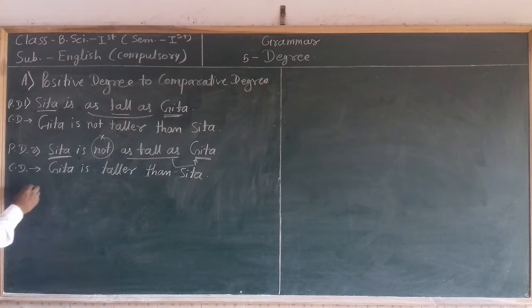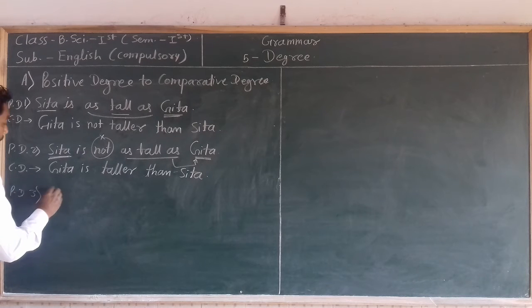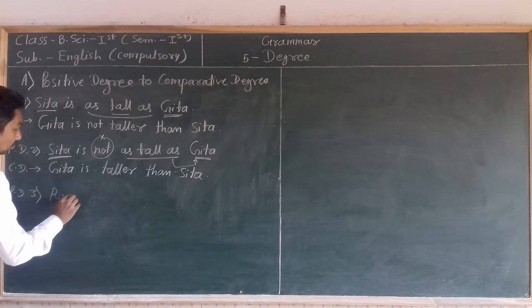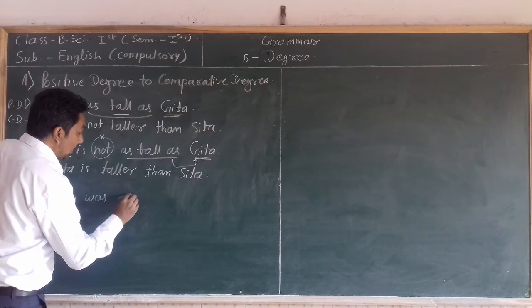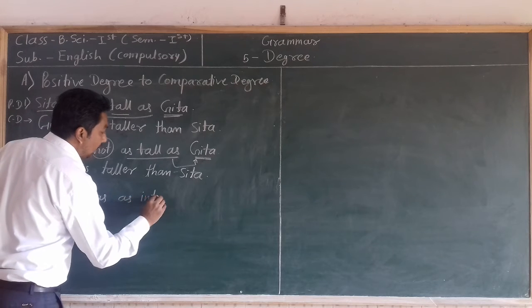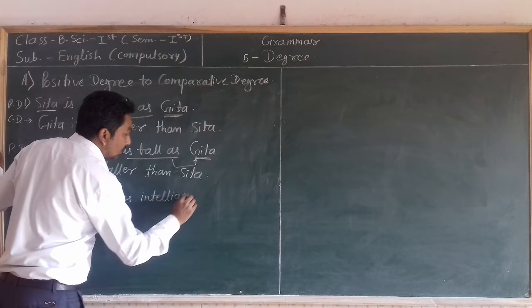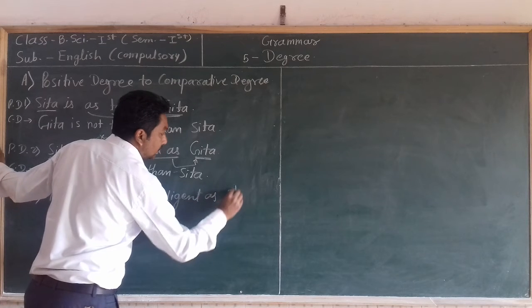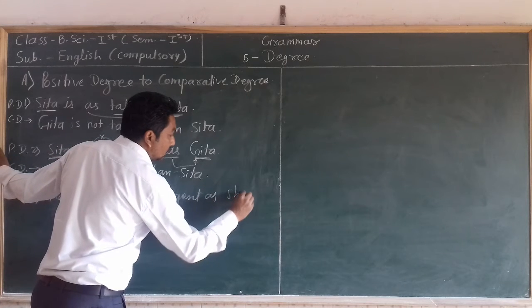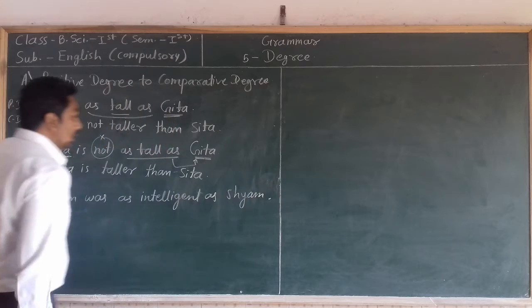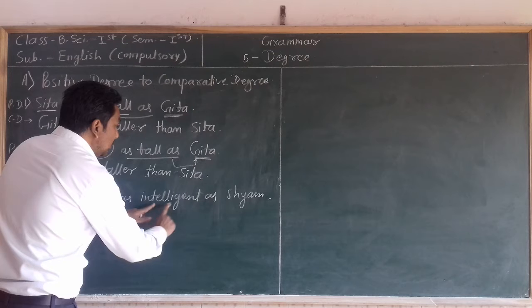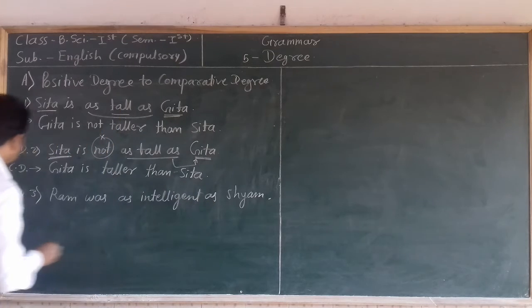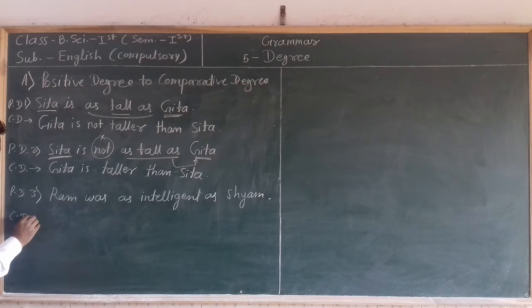Let's take another example. Ram was as intelligent as Shyam. So this is a sentence of positive degree. Why? Because the adjective word is given between as. So how can we transform this sentence into comparative degree?